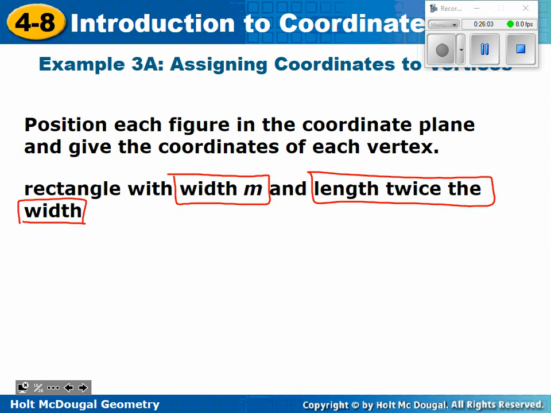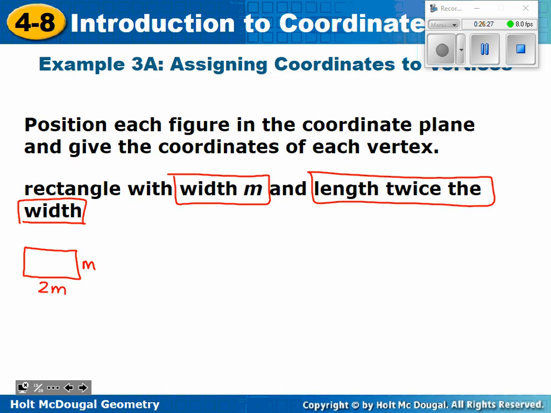Okay, so sometimes it's easier to do this without putting it on the coordinate plane and then put it on the coordinate plane. So I'm just going to draw a rectangle here, make sure we understand what we're trying to do. So if I have a rectangle, I want the width to be what? Your width is m. And I want my length to be what? 2m.